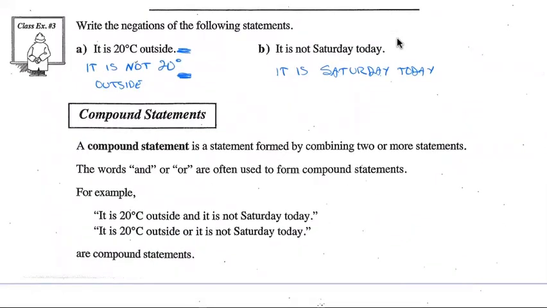Compound statements. A compound statement is a statement formed by combining two or more statements. The words and, or are often used to do that. So for example, it is 20 degrees outside and it is not Saturday today. So there's your and. It is 20 degrees outside or it is not Saturday today are both compound statements.